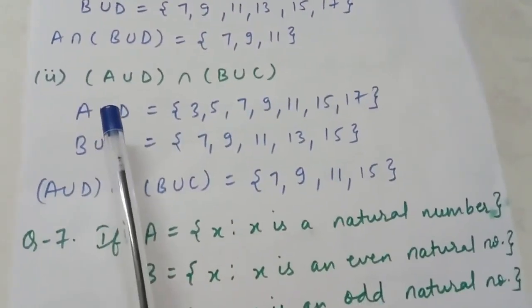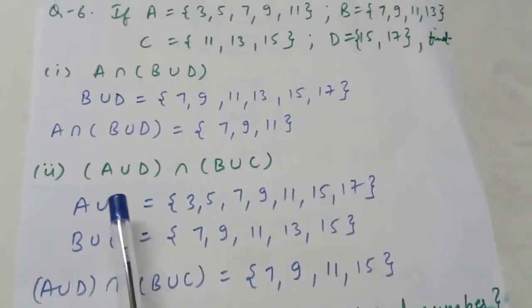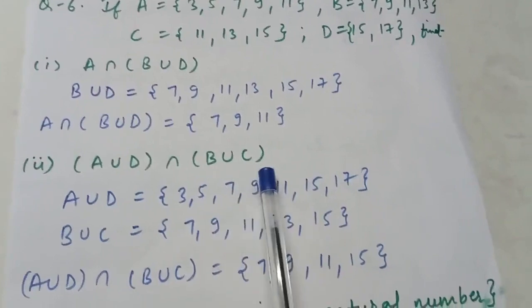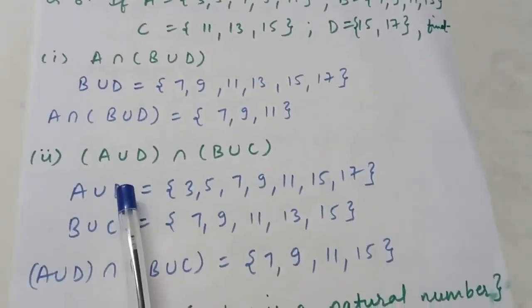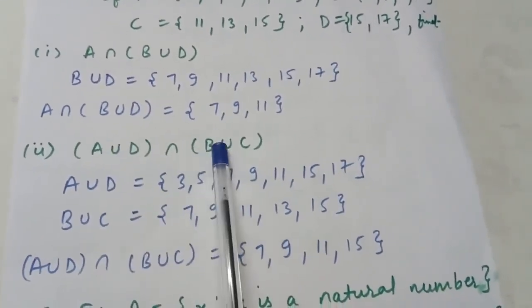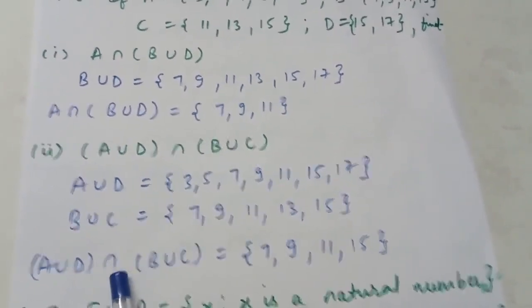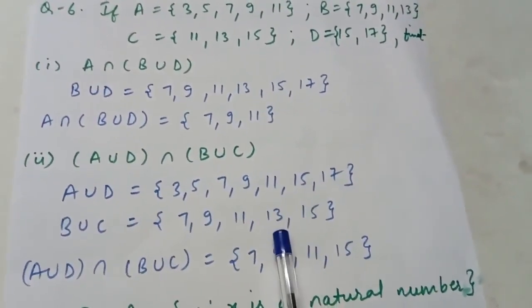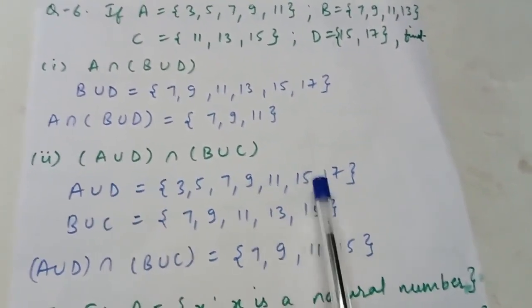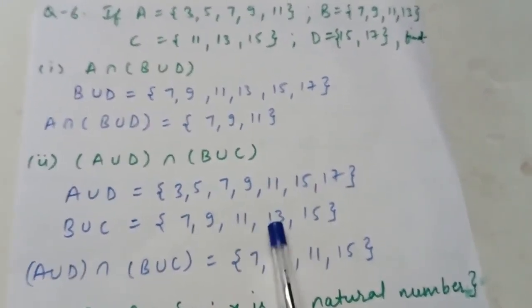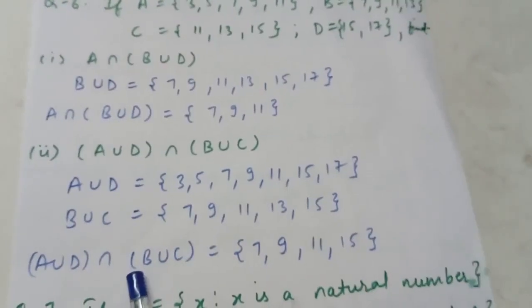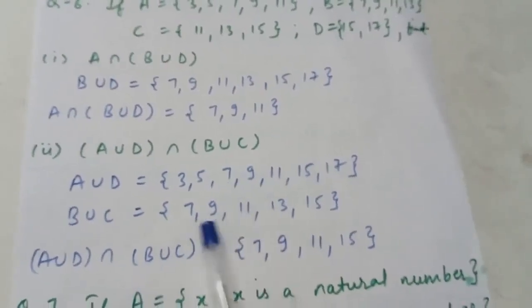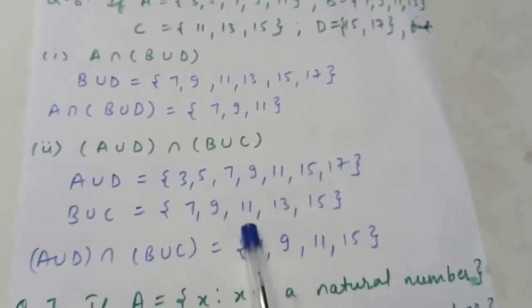In a similar way, second, we have to find A union D intersection B union C. So first of all, we will find the unions, this set and this set, and then take the intersection of these two sets. So union you can find easily. A union D is this set, B union C is this set, and their intersection includes 7, which is in both the sets, 9, 11 and 15, right?